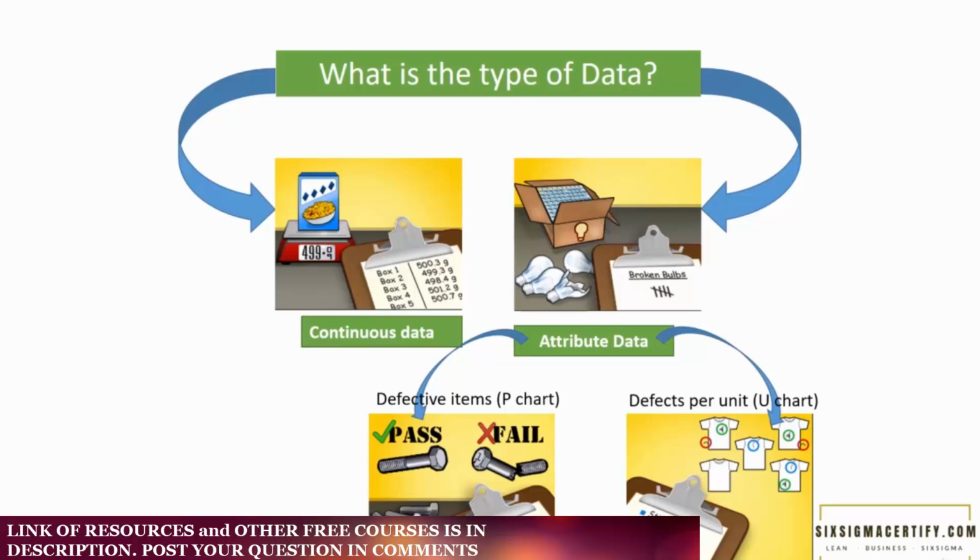Now you may have heard of other types of attribute control charts also. For example, there is an NP control chart and there is a C type of control chart. So altogether we have 4 types of attribute control charts, although I have only shown 2 in this slide.